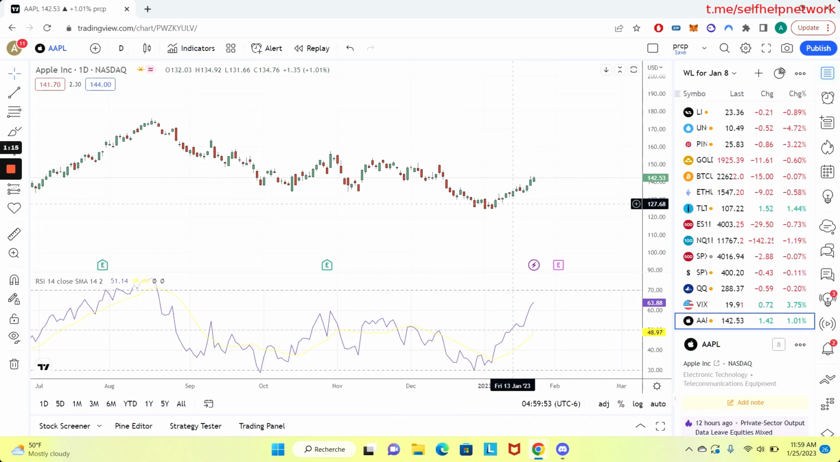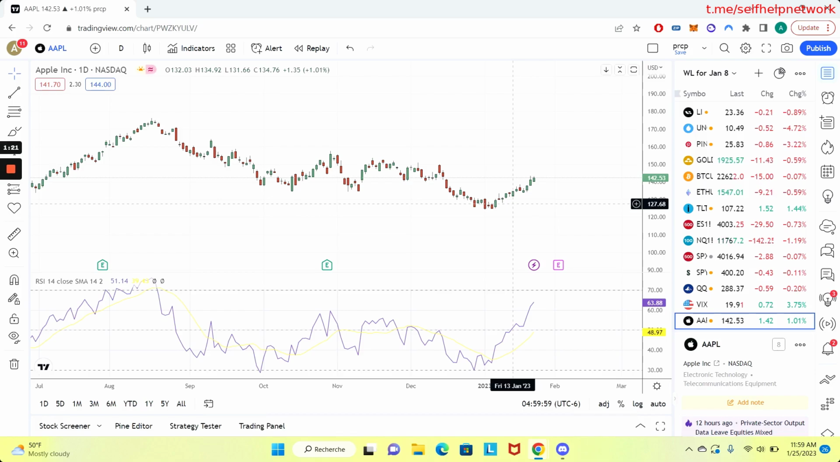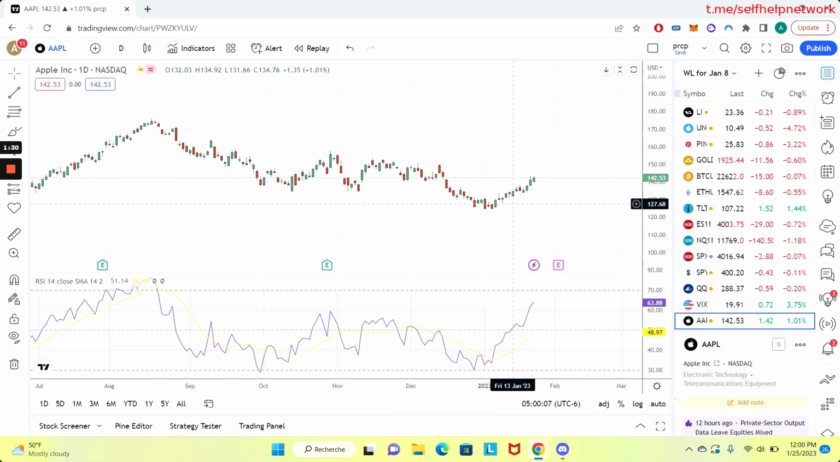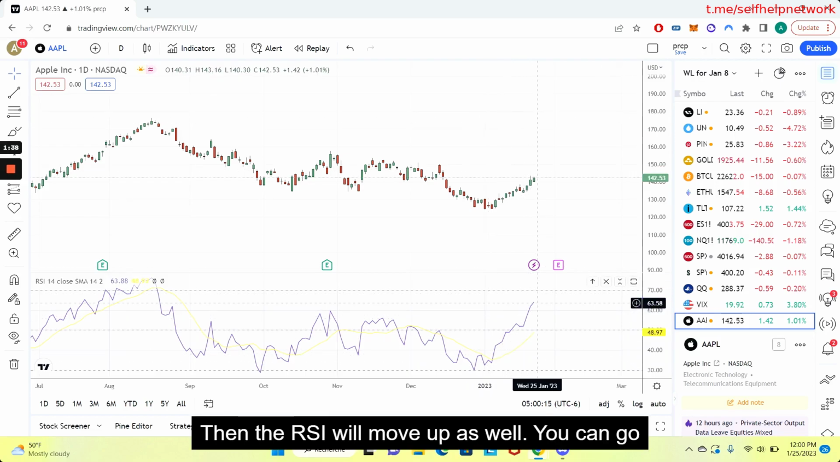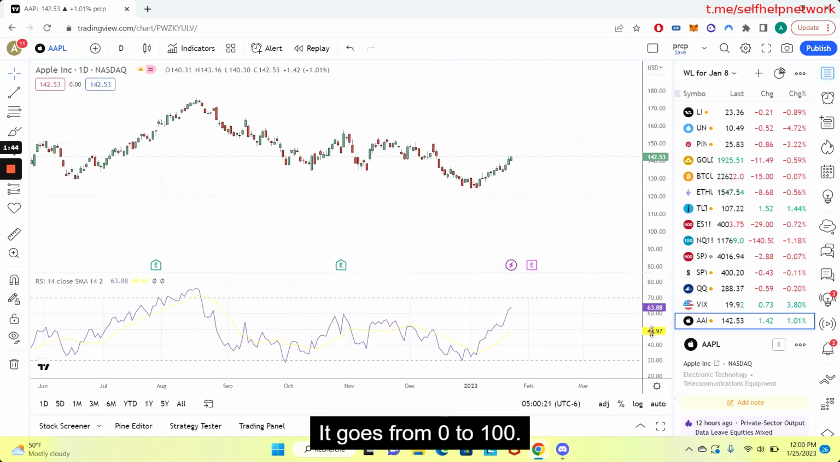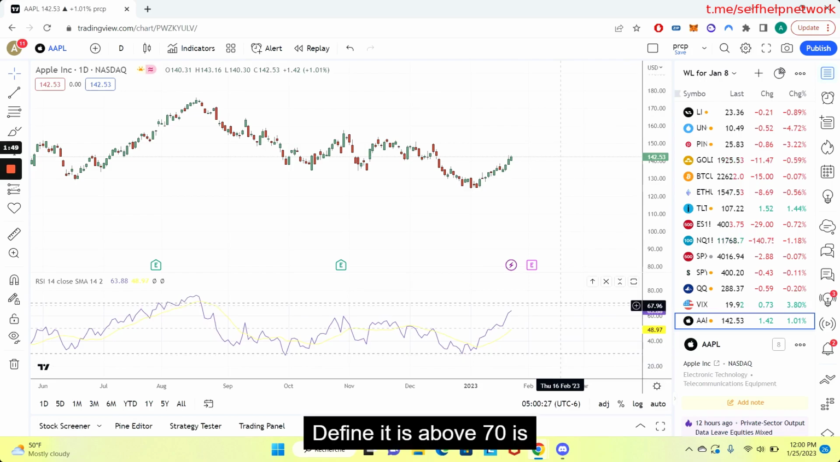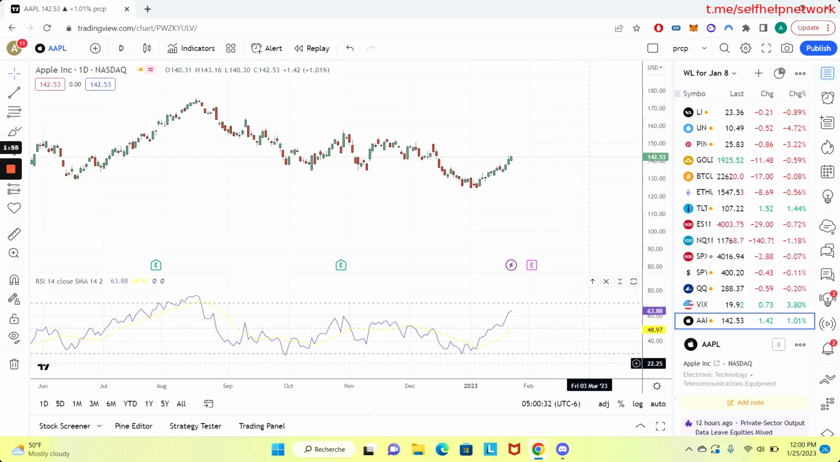So now let's start with what RSI stands for, what this Relative Strength Index means. This indicator is used to assess the momentum or the power of the price movement. So if the price is going up strongly, then the RSI will move up as well. You can go and look at the calculation yourself. It goes from 0 to 100, and the way most people define it is above 70 is called overbought and below 30 is called oversold.